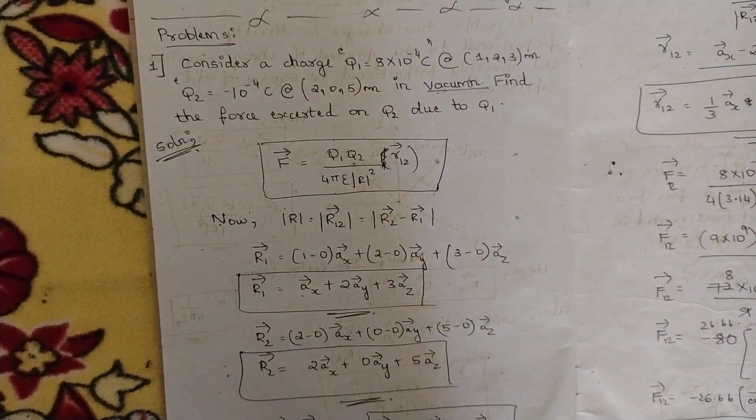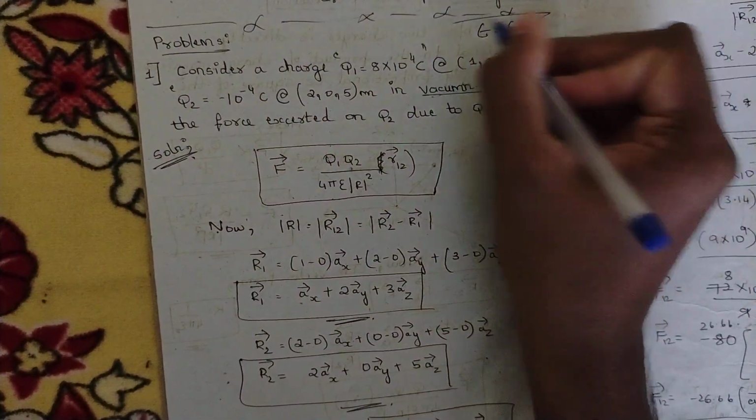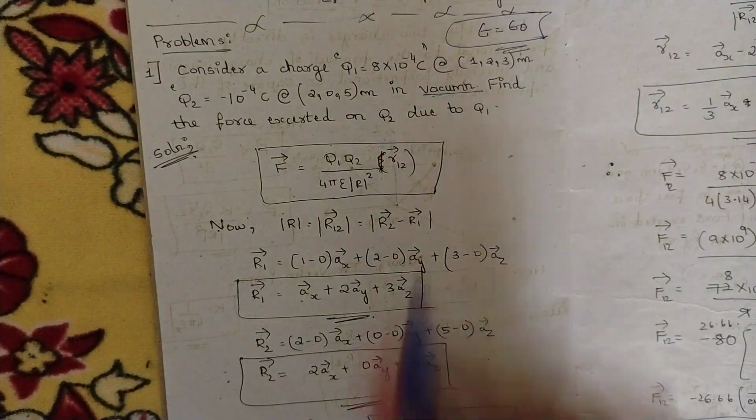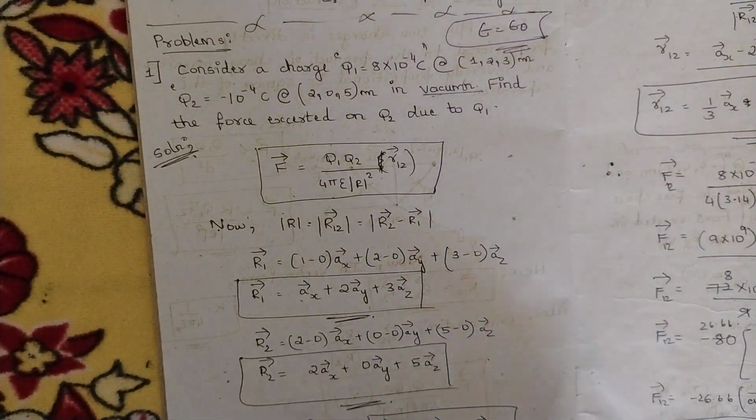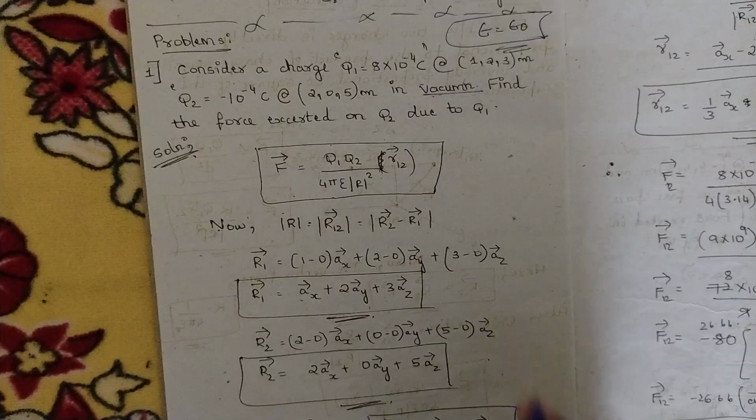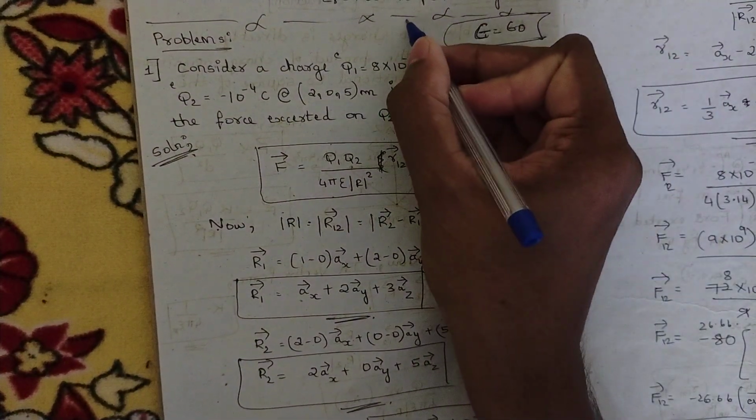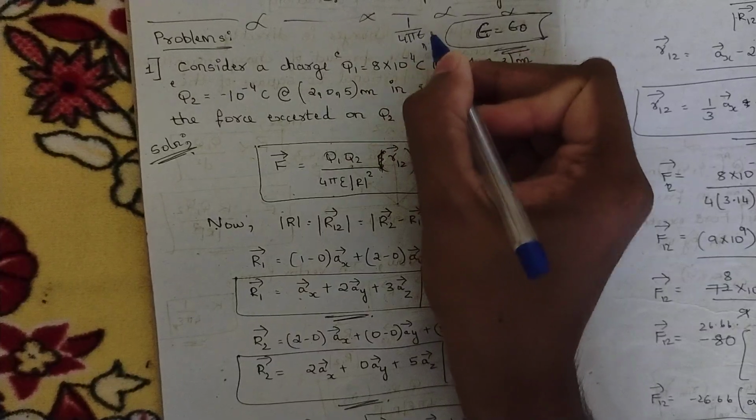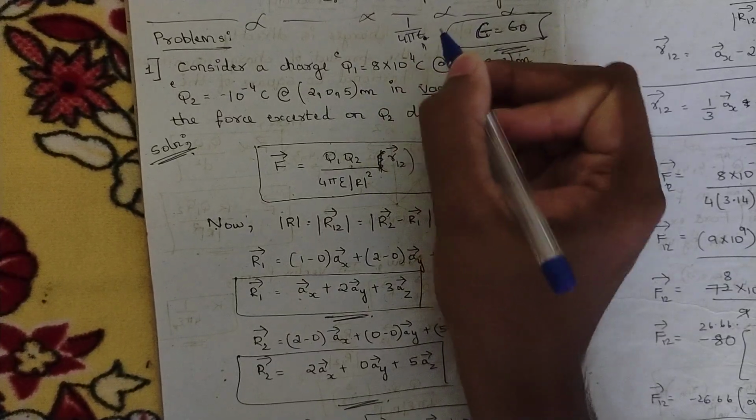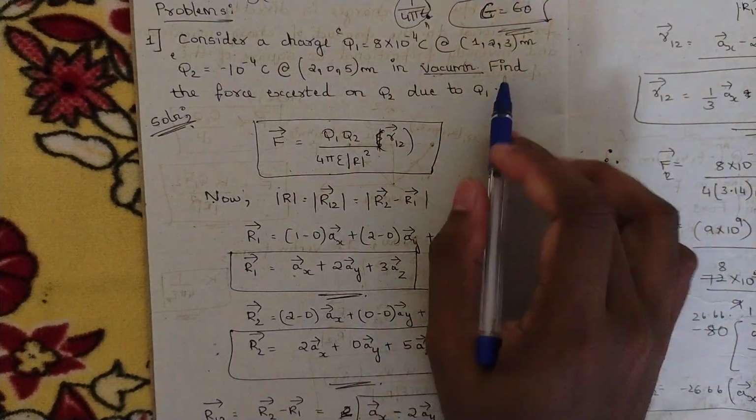If the word vacuum or free space is mentioned, you should keep in mind that the value of epsilon is equal to epsilon naught. Whenever they mention vacuum or free space, in most of the problems they would be mentioning it. In some problems, in order to trick you, they won't mention vacuum. If they don't mention it, you should directly substitute epsilon naught, that is 1 by 4 pi epsilon naught. This is the general form.